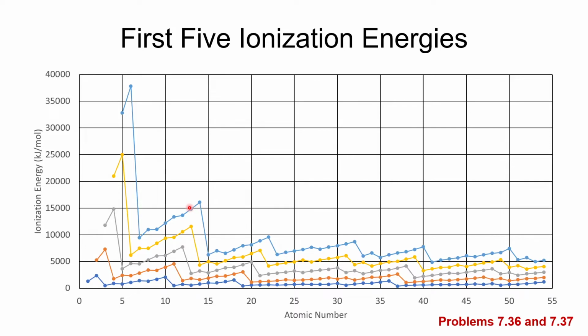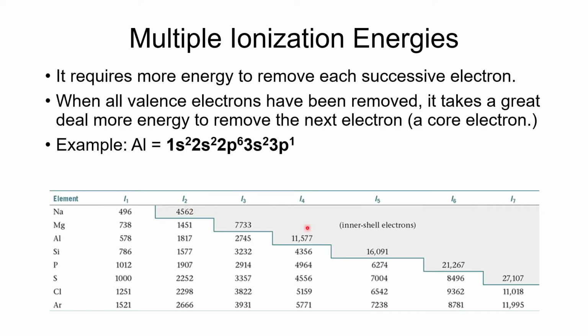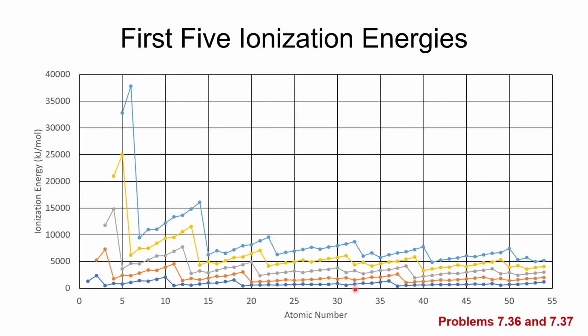So I want you to be able to recognize numbers like we saw here on this previous page and tell me what group an element is in just based on the ionization energies. So look for that big jump between one ionization energy and the next ionization energy. All right, let's look at 36 and 37 on the in-class assignment.